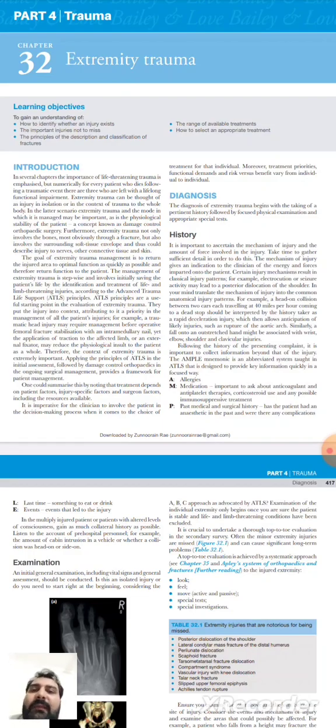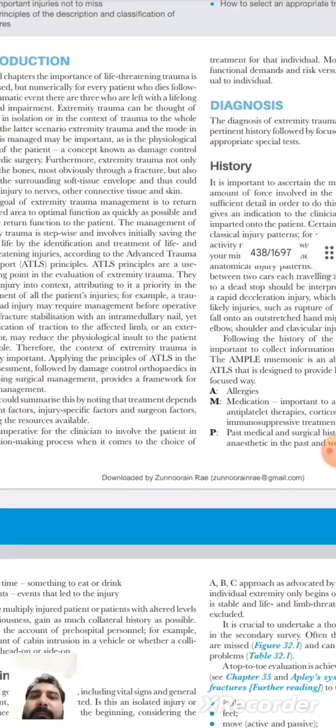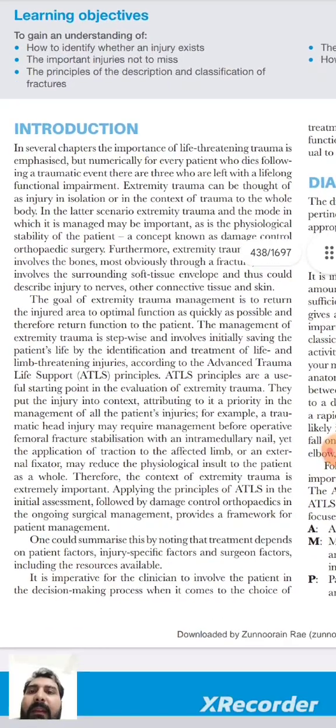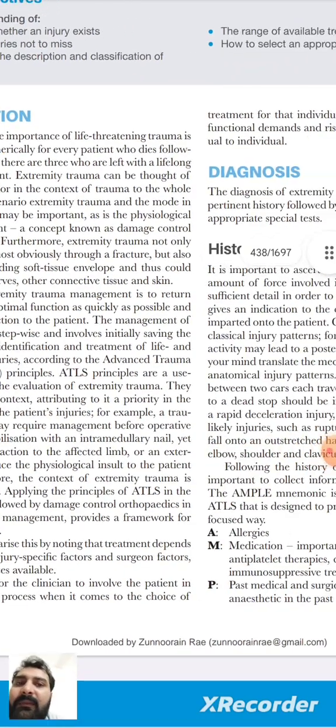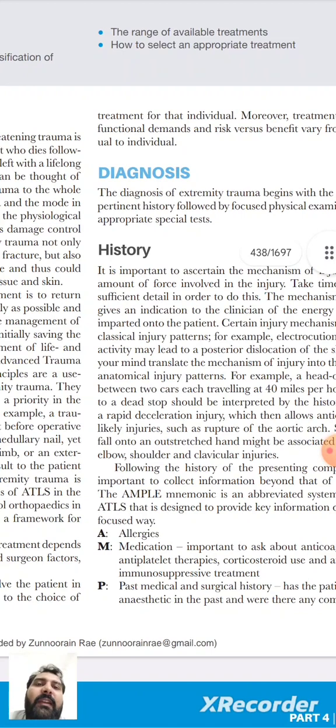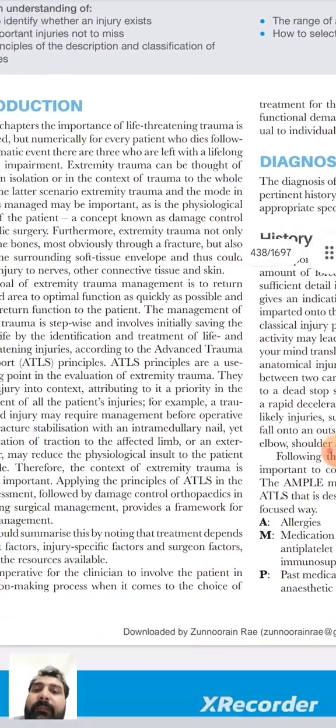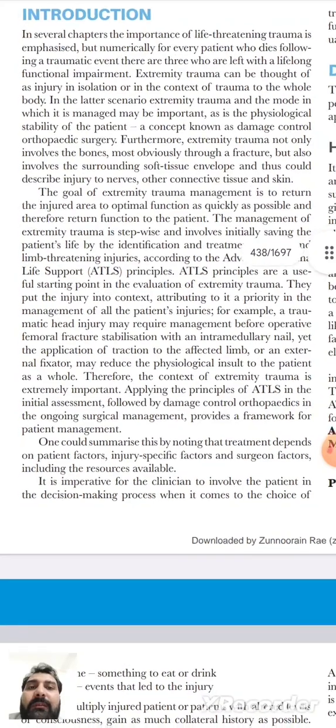The learning objectives in this chapter will be how to identify whether an injury exists, the important injuries which should not be missed, the principles of the description and classification of fractures, how to describe and classify fractures, the range of available treatments, the treatment options which we have for a specific fracture, and how to select an appropriate treatment. So let's start with the introduction.